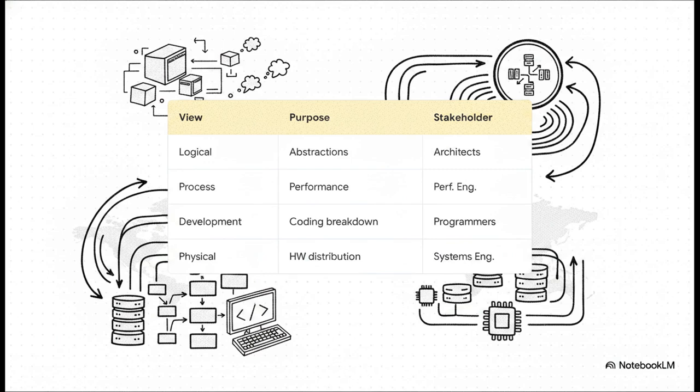You must be able to list and define all 4 views of Kruchten's model. Let's recap them one last time together. Number 1, the logical view. Its purpose is to show key abstractions and map functional requirements. The target stakeholders, your system architects.